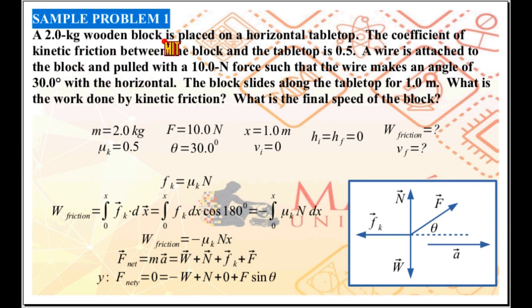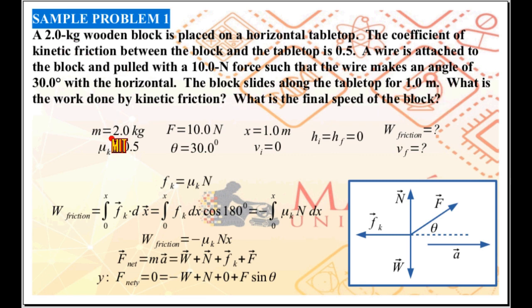A 2 kilogram wooden block is placed on a horizontal tabletop. The coefficient of kinetic friction between the block and the tabletop is 0.5. A wire is attached to the wooden block and pulled with a 10 Newton force such that the wire makes an angle of 30 degrees with respect to the horizontal. The block slides along the tabletop for 1 meter. What is the work done by the kinetic friction? And what is the final speed of the block after traveling 1 meter?